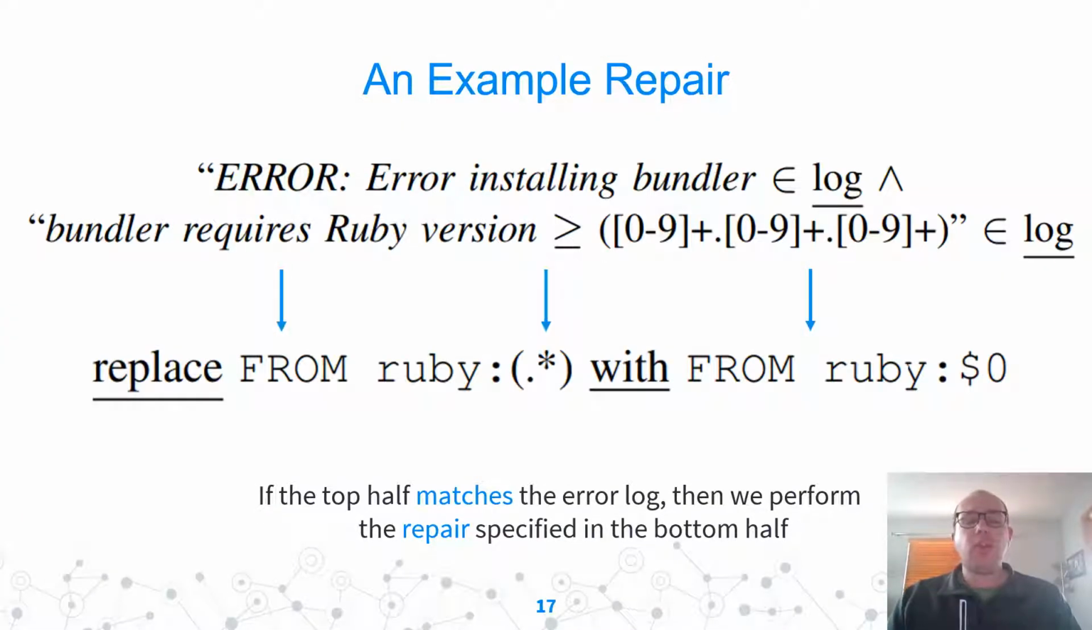So here's an example of one of these repairs. You can see here we have error installing bundlers in the log. Bundler requires a certain version, so then we swap out the version number for Ruby. And this is actually the fix I showed you in the earlier example that actually became one of our rules that we have in this fixed database.